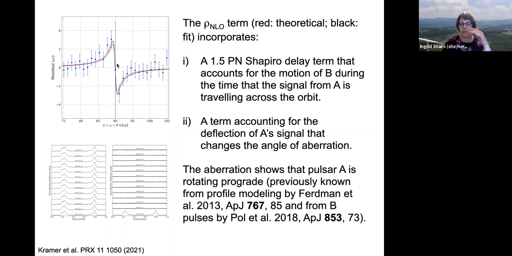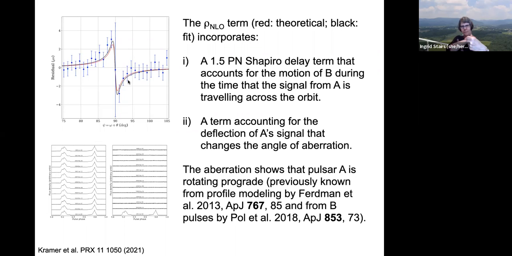That is a big uncertainty because that's right where you get the eclipse of pulsar A, also by pulsar B. So let's not worry about that center bin too much, but look at the structure here. This is a combination of two different effects, and this is what we call the next leading order terms. So there are two things going on here.